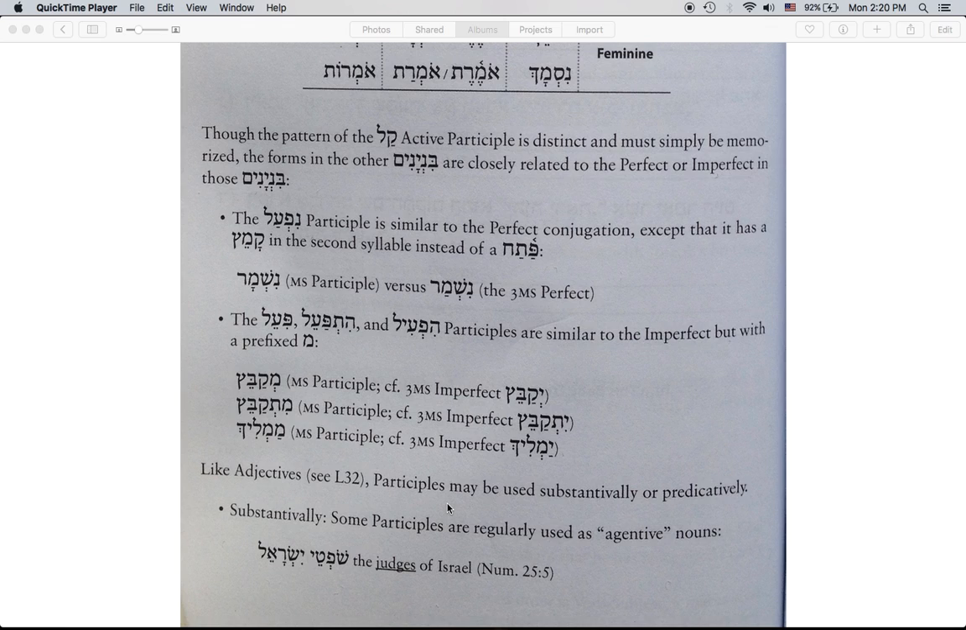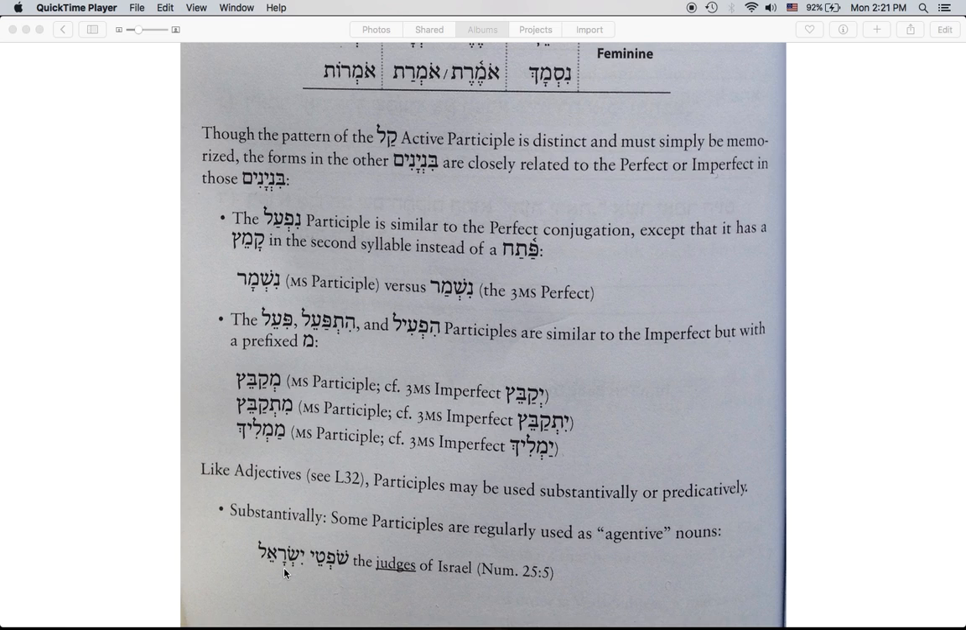Like adjectives, participles may be used substantively or predicatively. That is to say that participles can be either the subject or the predicate within the clause. Let's look at how it can function as a subject. Coming from Numbers 25, verse 5, Shoftei Yisrael.